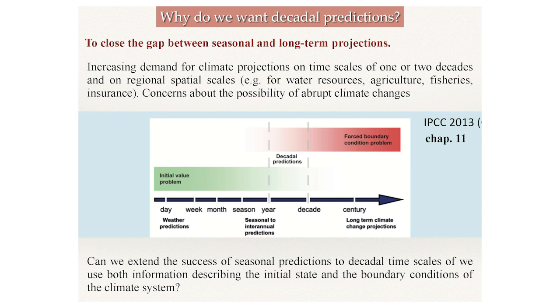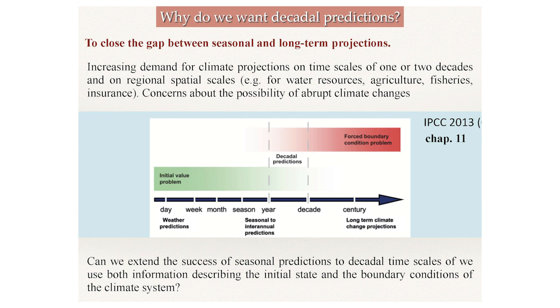So why do we want to do decadal prediction? I'm showing this schematic extracted from the last IPCC report, chapter 11, showing how until the last CMIP5 exercise, we had prediction on short time scales, weather prediction, seasonal prediction up to a few seasons, and long-term climate projection up to centuries or several centuries.